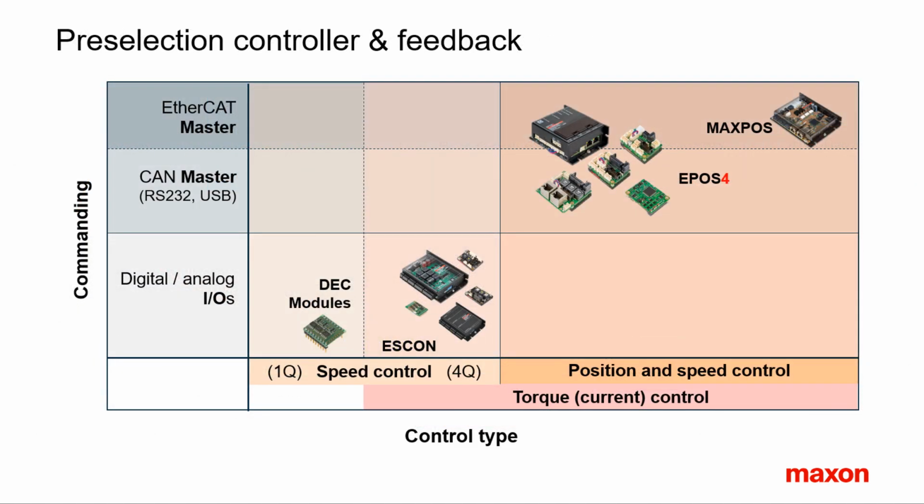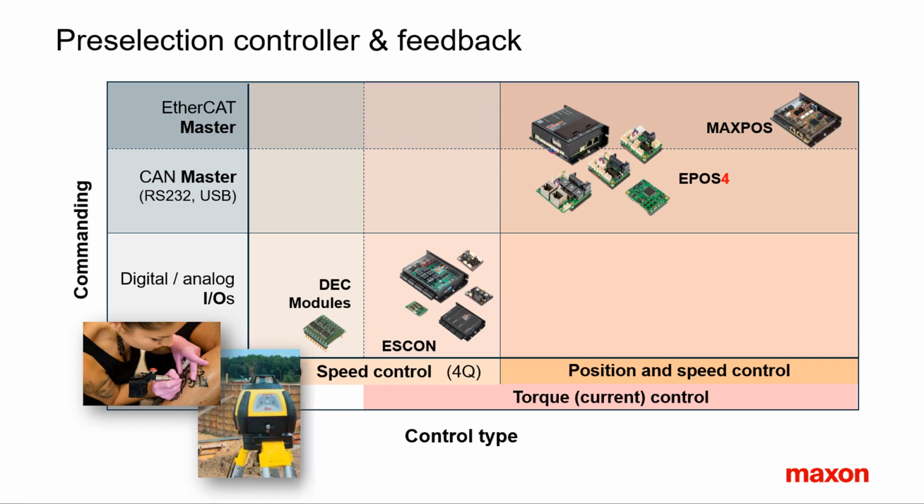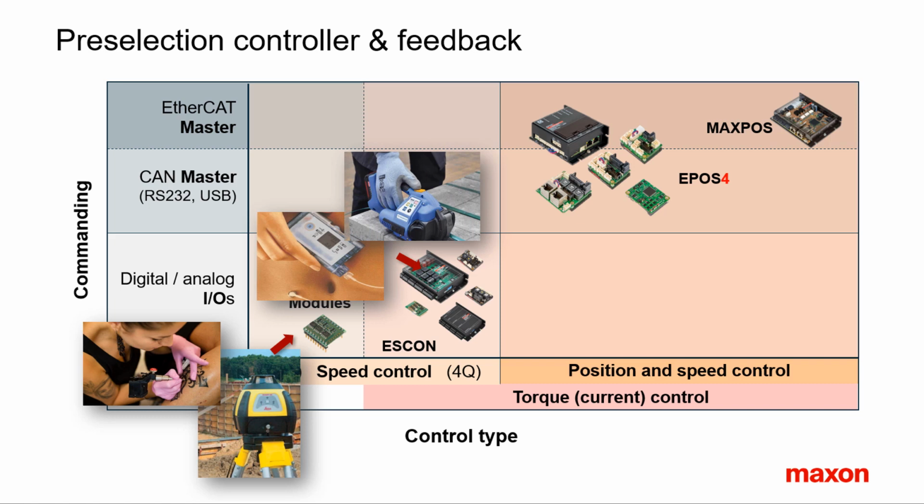Based on the task and the consideration about control type and communication made so far, the possible types of Maxon controllers can already be defined. The DEC is a simple speed controller typically used for applications such as roller blind drives, blower or pumps, or cutting and grinding appliances. The SCON is a very versatile dynamic current and speed controller.